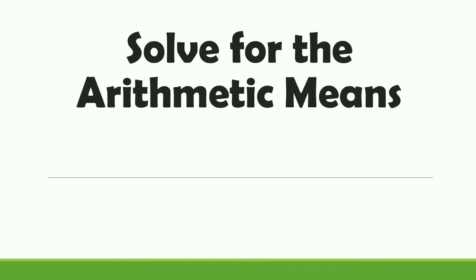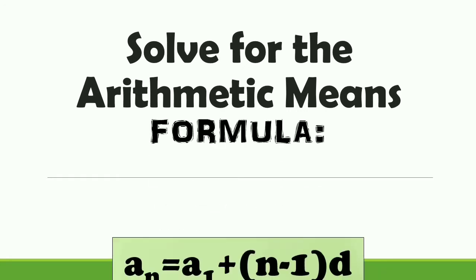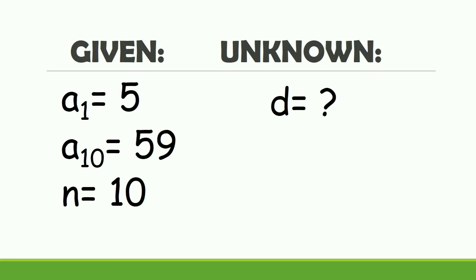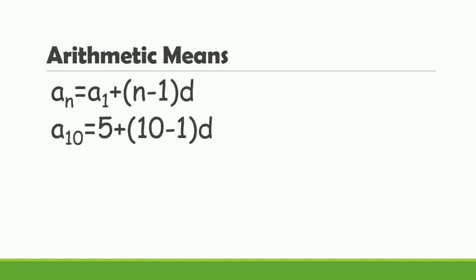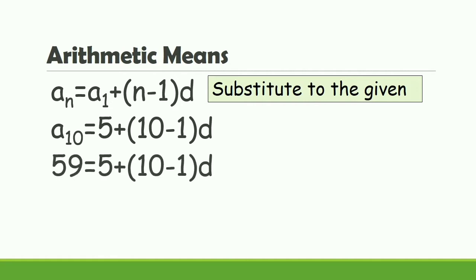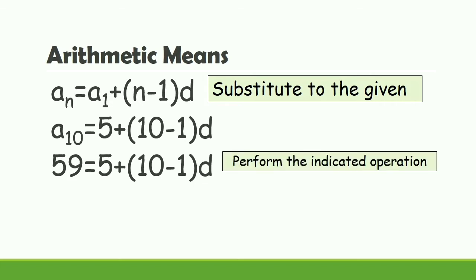Let's now solve for the arithmetic means, but before that, let's solve again first the common difference using the formula a sub n is equal to a sub 1 plus n minus 1 times d. Given, a sub 1 is equal to 5, a sub 10 is equal to 59, n is equal to 10, and d is the unknown. a sub n is equal to a sub 1 plus n minus 1 times d. Substitute that to the given. a sub 10 is equal to 5 plus 10 minus 1 times d. Substitute a sub 10 with 59. 59 is equal to 5 plus 10 minus 1 times d.